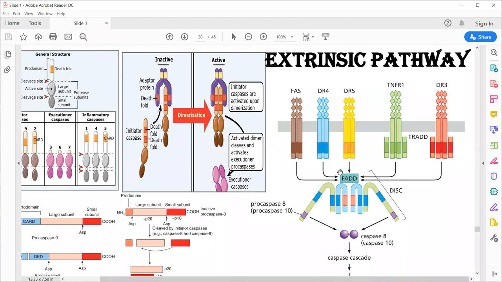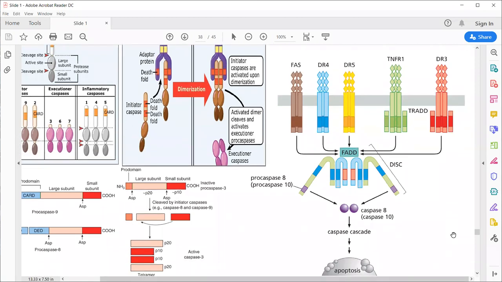One variant is the C-FLIP, which is a variant of procaspase 8. It has a death effector domain by which it can bind with the adapter protein, but it lacks the catalytic domains of a caspase. And the other variant was the decoy receptors. These receptors can recognize the death signals, but do not have death domains in their cytoplasm, thus cannot further transduce the apoptotic signals. So this was, in a nutshell, the extrinsic pathway.